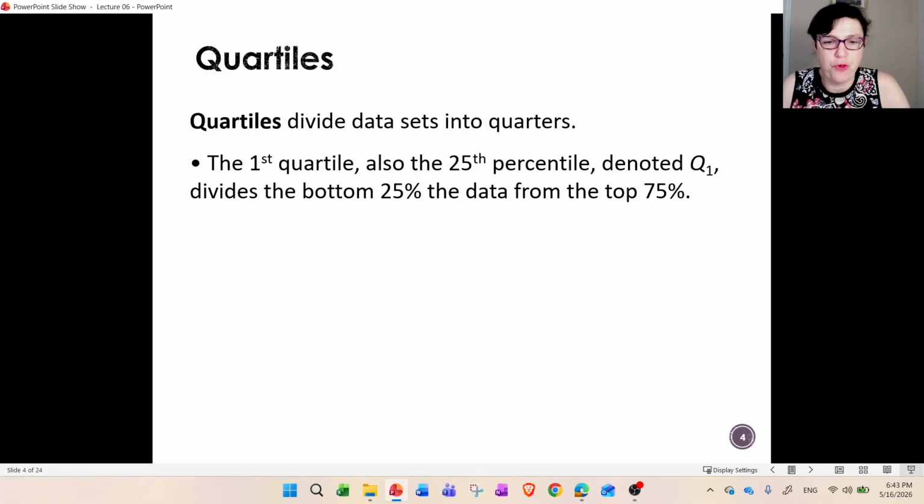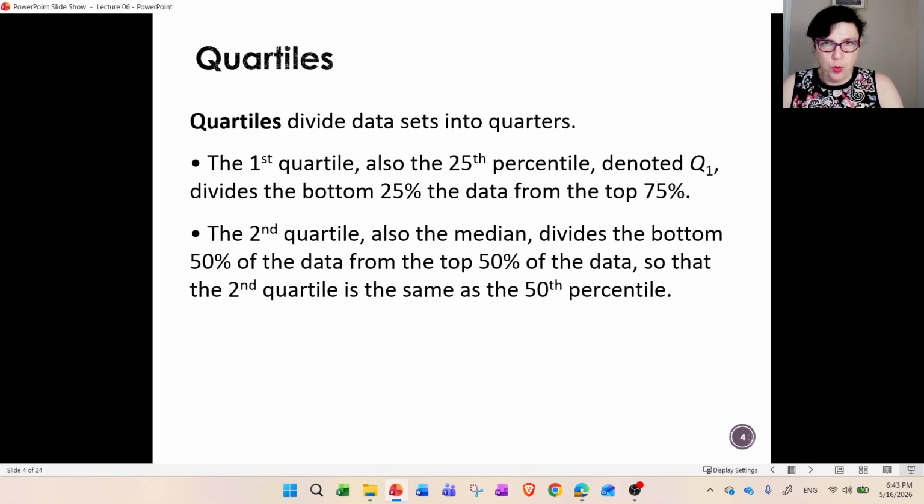Okay, so what is the first quartile? Now, it's denoted by Q1, and that is actually the same thing as the 25th percentile. So that means that 25% of the data is below and 75% is above. Again, what happens when it's actually equal? That's included in the bottom part.